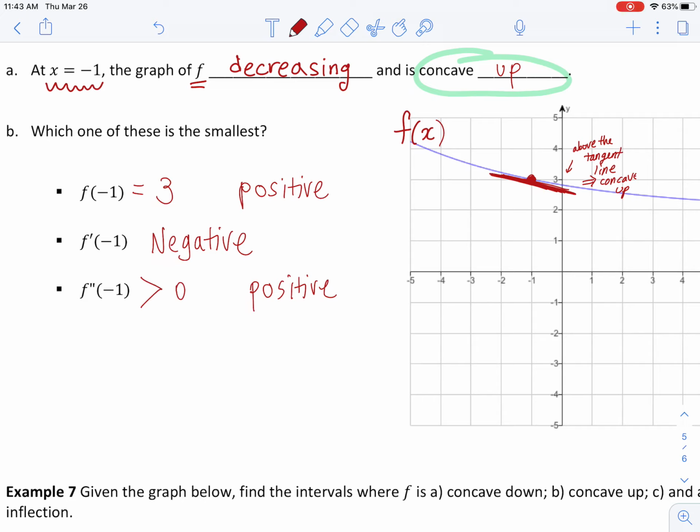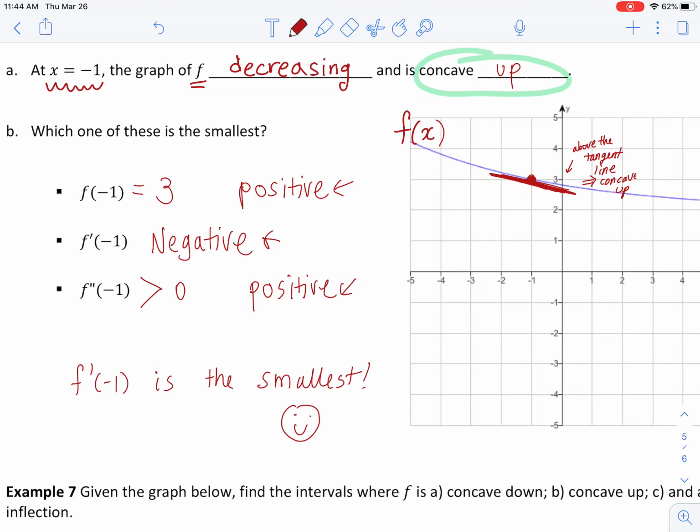Now, although we don't really know the exact value of what they are asking, what we know is that these two are positive, and this is the negative. And what we know is negative is always smaller than positive. So we can say f prime of -1 is the smallest. And that's what you can do, just kind of figuring out which one is positive, which one is negative.